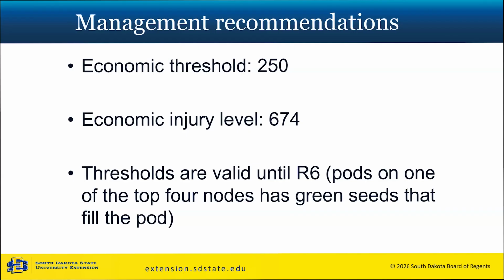And then another part we like to mention is thresholds are valid until R6. So when pods are on, one of the top four nodes has green seeds that fill the pod. The reason we mention this is we will usually get calls later on in the season when we're past R6. Guys will have 2,000 aphids on their plant. That doesn't matter. After R6, you will not incur a yield loss based on any type of abundance on your soybeans. So if you do spray, you're not really saving any money. You're losing money spraying. Keep that in mind. R6 of your soybean plant.